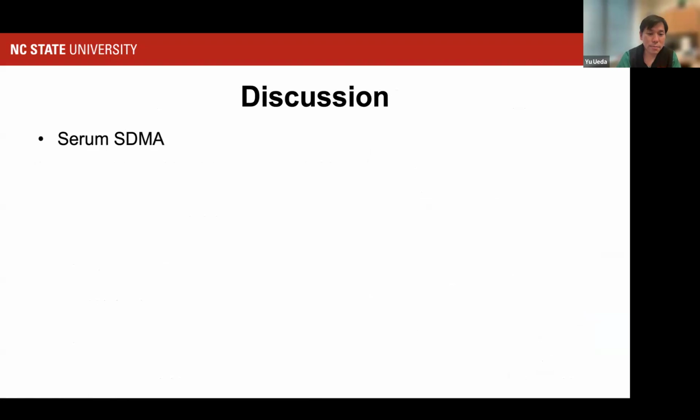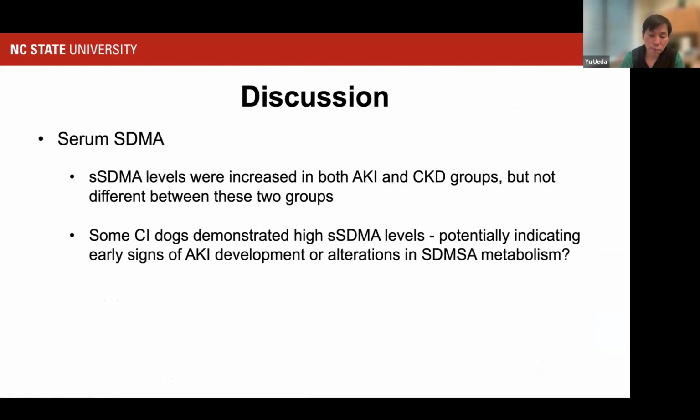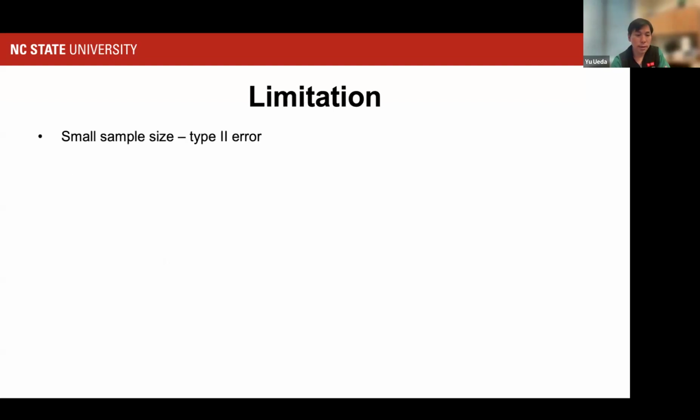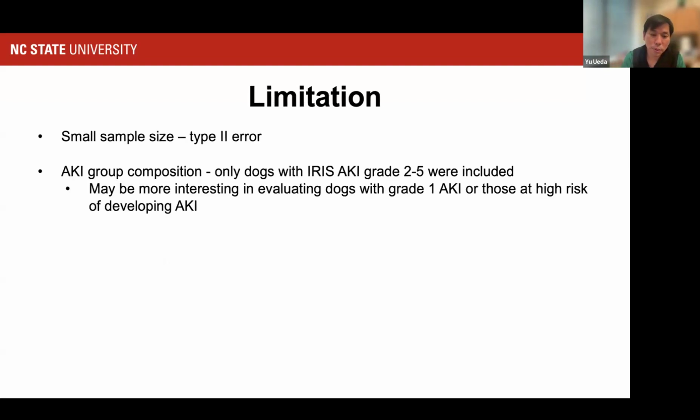Serum SDMA concentrations were also increased in both the AKI and CKD groups, but were not different between these two groups. Some critically ill dogs also demonstrated high serum SDMA levels, which could potentially be due to early signs of AKI in these cases or altered SDMA metabolism. As a limitation, this study had a small sample size, and the AKI group only had IRIS AKI grade 2 to 5.